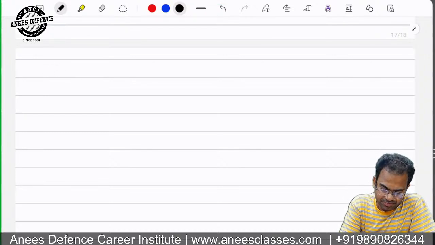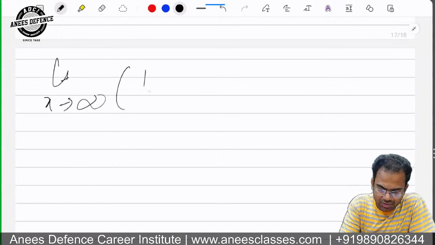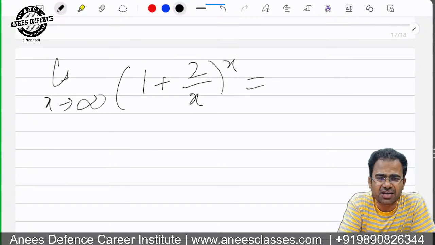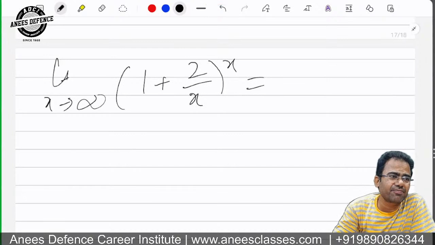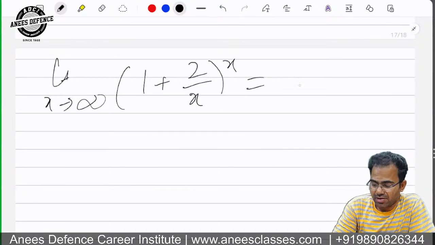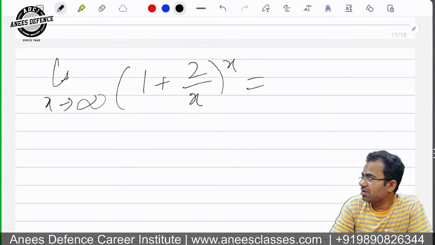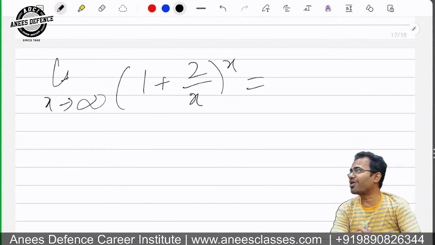Limit x tends to infinity, (1 plus 2 upon x) whole to the power x. You can write the answer directly by formula. Okay, what is the answer? What is the answer, students? You can write the answer instantly by seeing the formula.